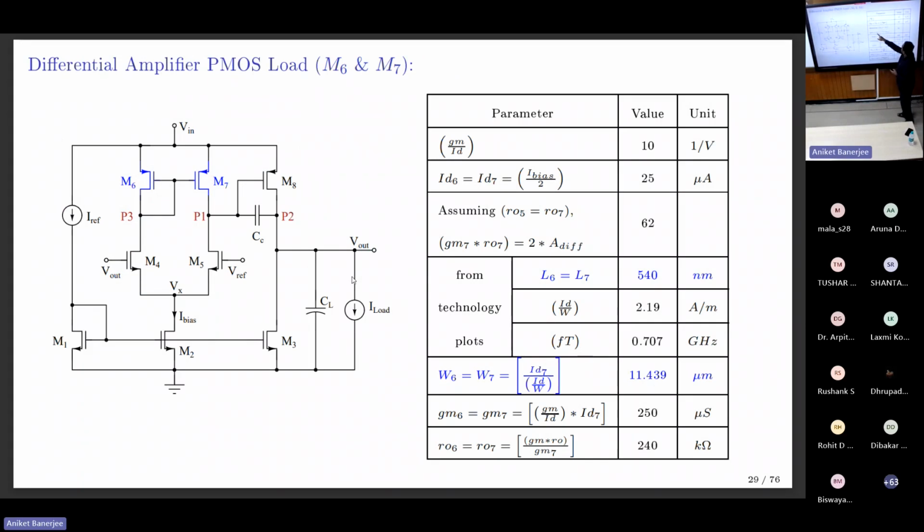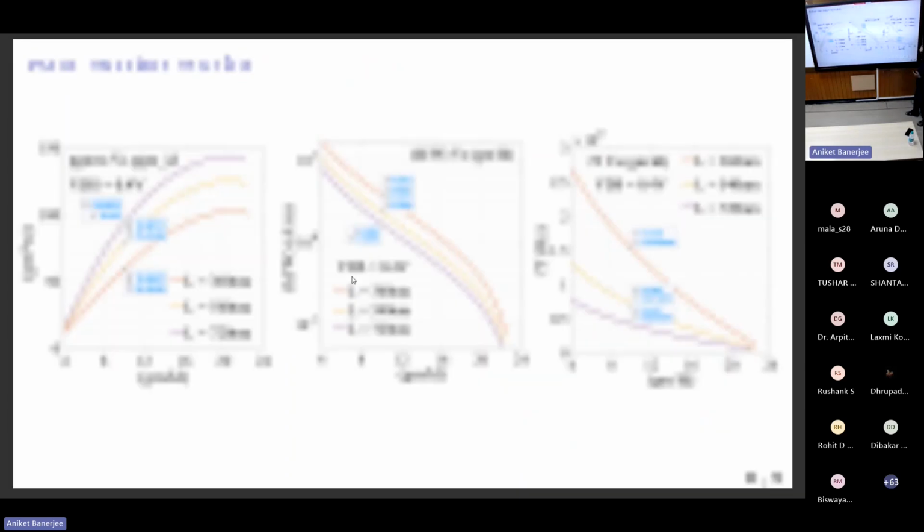So RO, this is M6 and so on, right? This should be the same or almost similar intrinsic gain expression, as 2 times AB. Okay, so this is 62. So GM by ID is known, and this is the intrinsic gain needed.